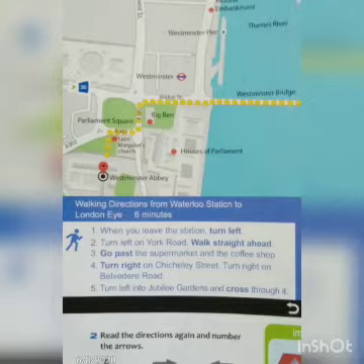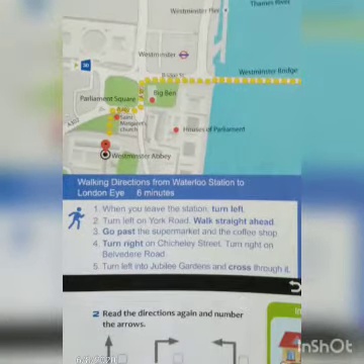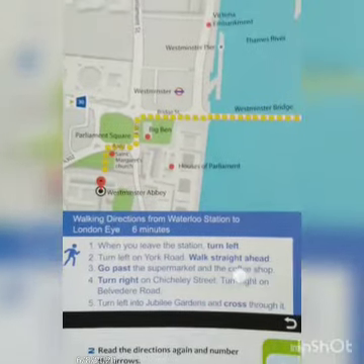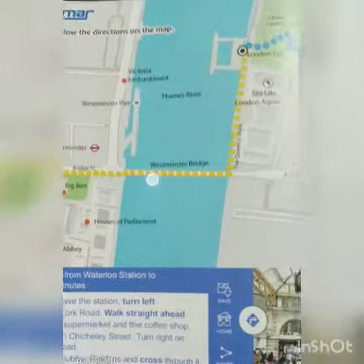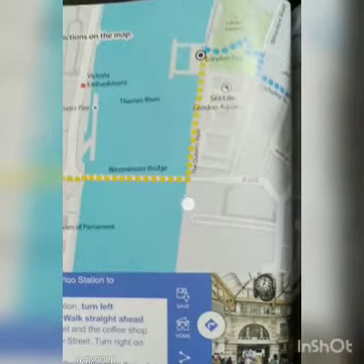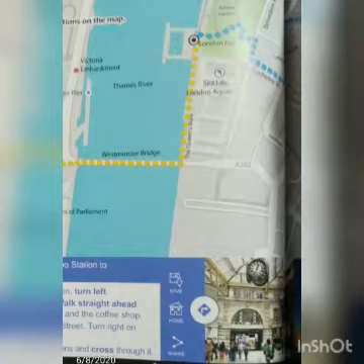3. Go past the supermarket and coffee shop. Then turn right on Chichley Street. Chichley Street is on the next page. Oh, it's here. Westminster Bridge, Queen's Park, London Eye, and this is Chichley Street.